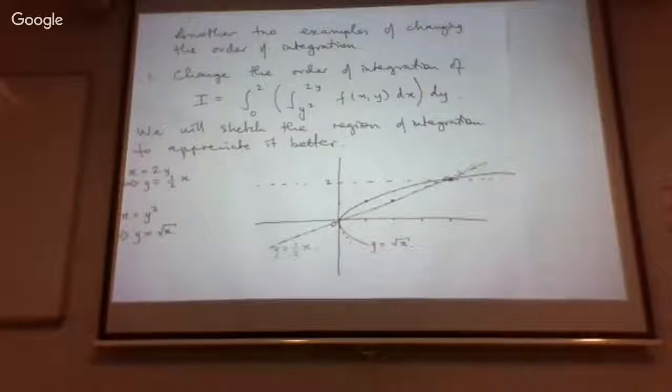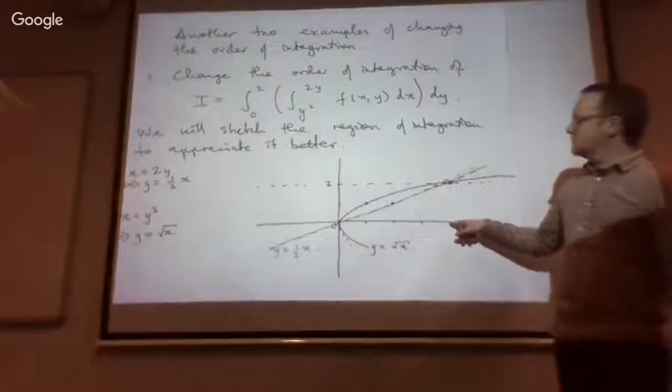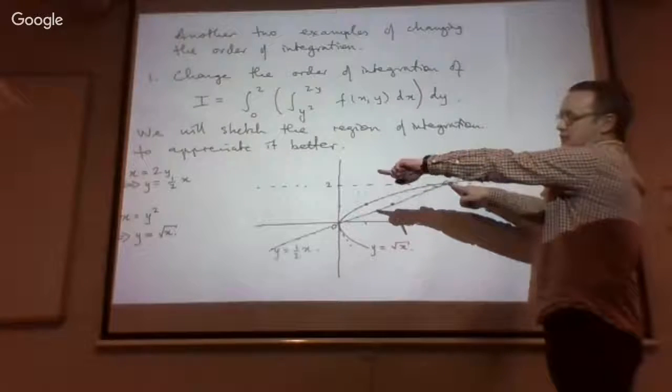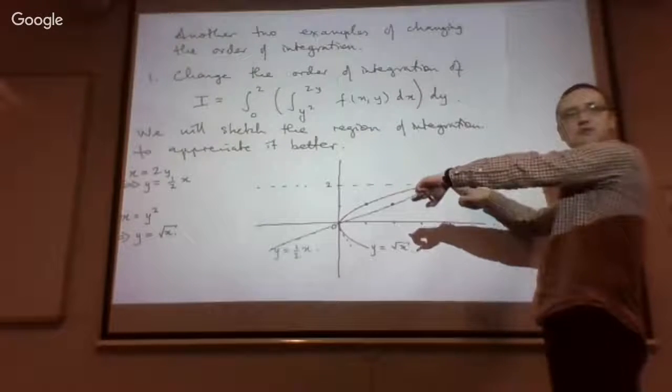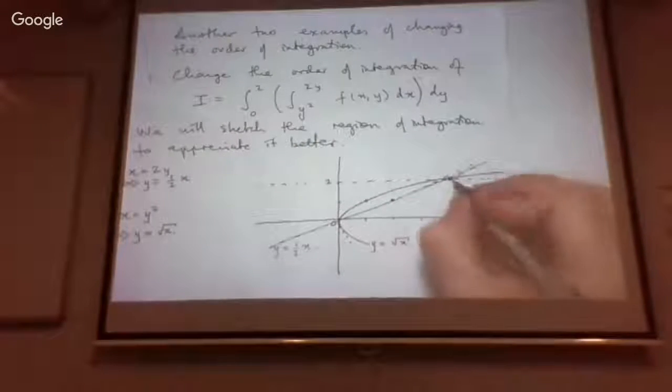Are they intentionally crossing at the same point? Well, yes, because when x is 4, on the line, y is equal to half of 4, which is 2. And on the curve, y is equal to the square root of x, so 2 or minus 2. So yes, they both intersect there.